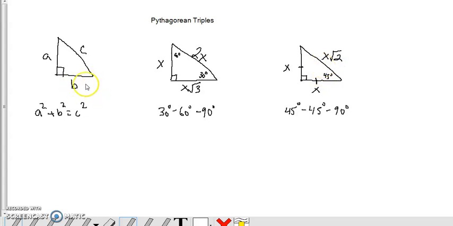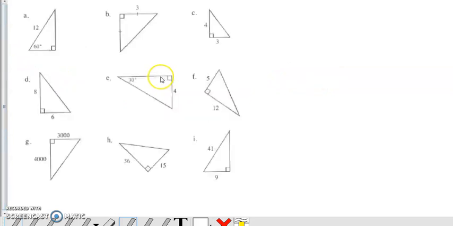All right, so using these 3 ideas, I want you to take a look at these 9 problems and come up with the missing side lengths. So find all missing sides. Okay, and then I want you to think, are any of the triangles kind of similar to each other? Go ahead and pause the video now and work out these 9 problems.